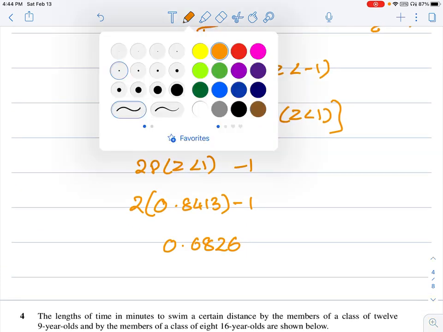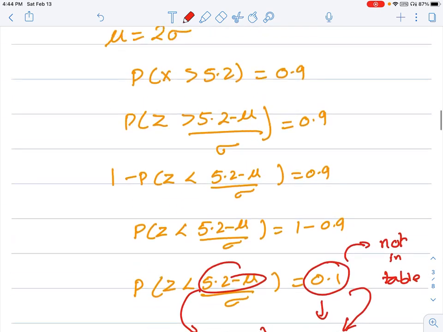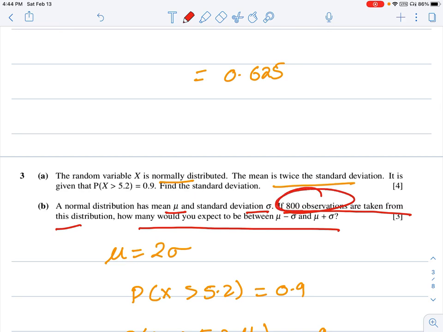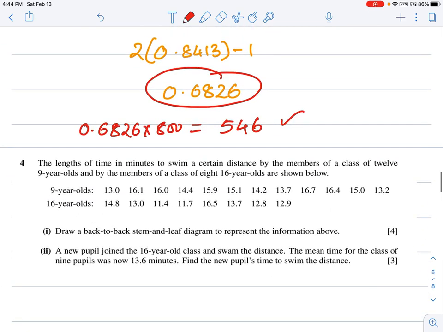But this is only for 1. But I want for 800. So therefore 0.6826 times 800. So this will be approximately 546. Because there are 800 observations. When you scroll up and see, there are 800 observations. For one observation it was 0.6826, but for 800 observations, it is times 800.